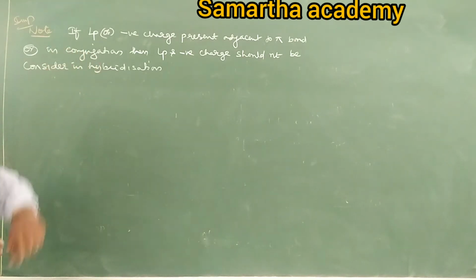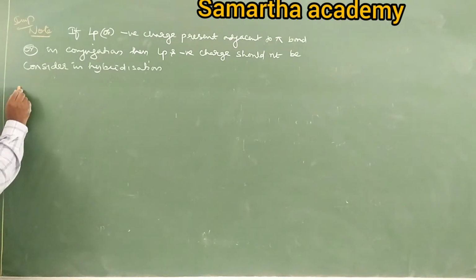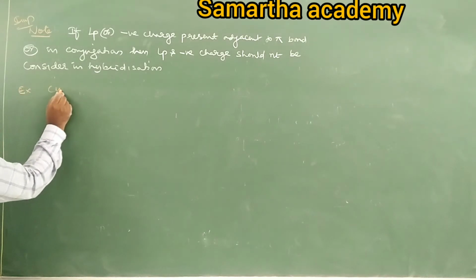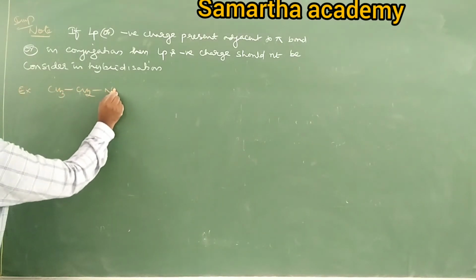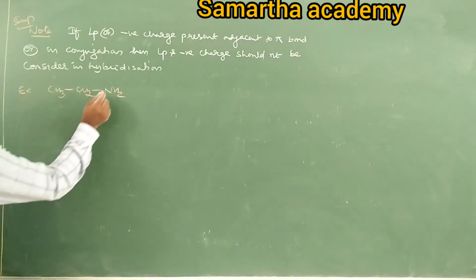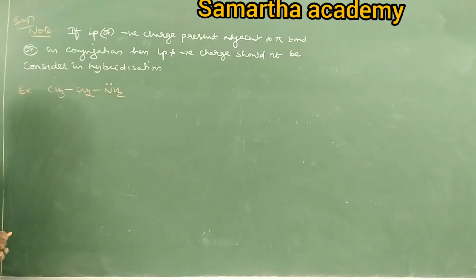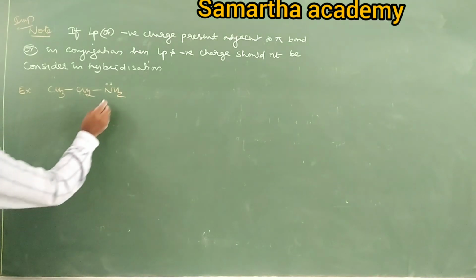You will get this in organic chemistry, but I will give a hint here so that it becomes easy there. If a lone pair or negative charge is adjacent to a pi bond or in conjugation with other electrons, then that lone pair or negative charge should not be taken in hybridization. For example, take a simple example, CH3CH2NH2. This nitrogen has one lone pair. What is the hybridization of this nitrogen?